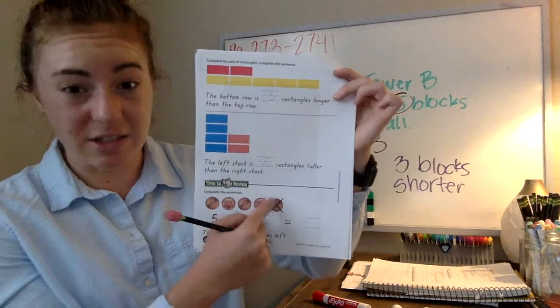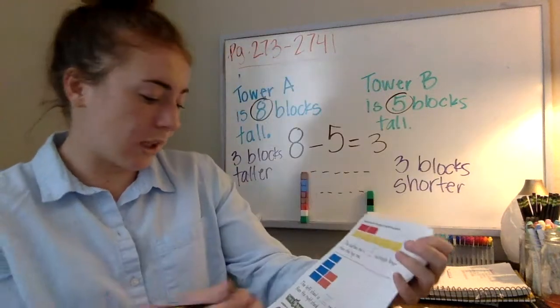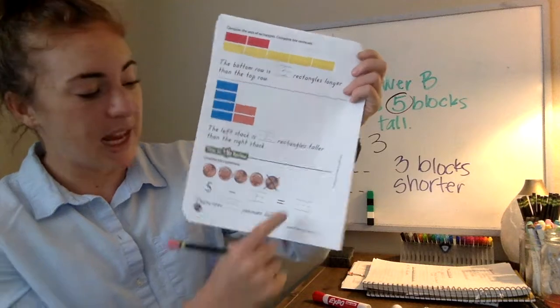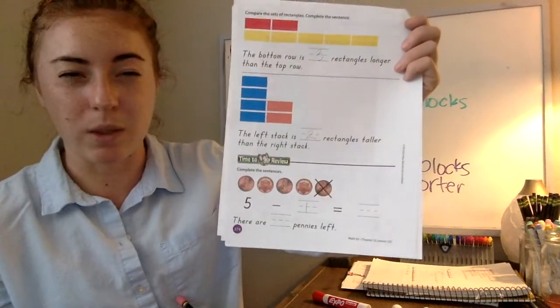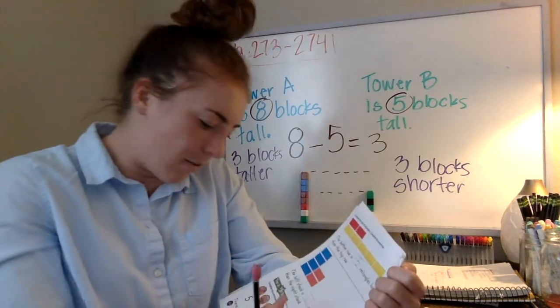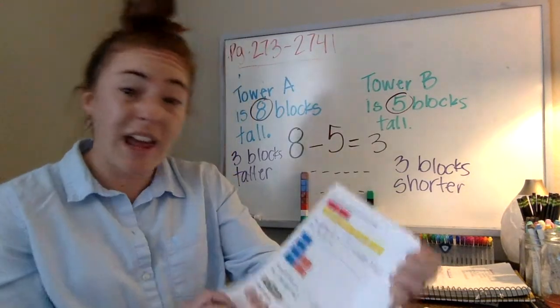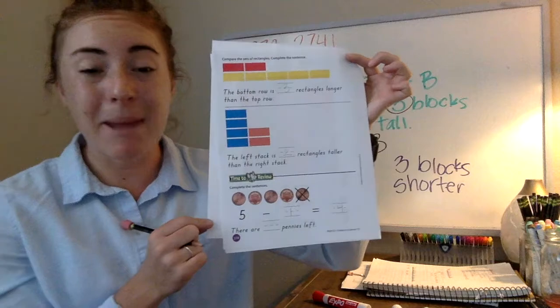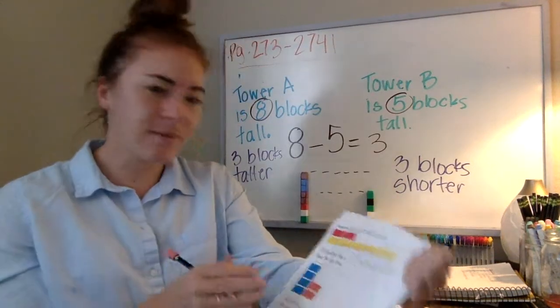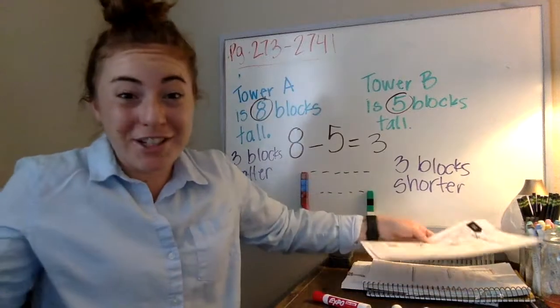It means how many they're taking away. So we're going to say 5 minus 1 equals, and I want you to put in the answer. What do you think? 4. Good job. 5 minus 1 equals 4. And so there are how many pennies left? 4 pennies.